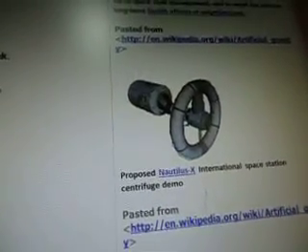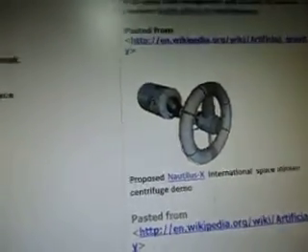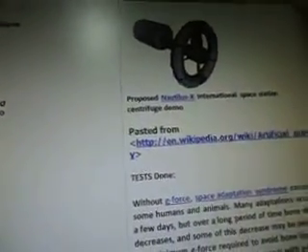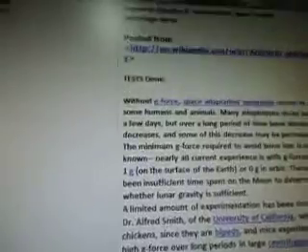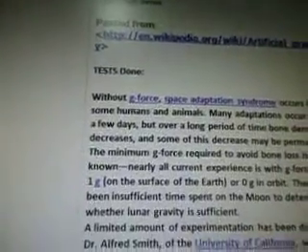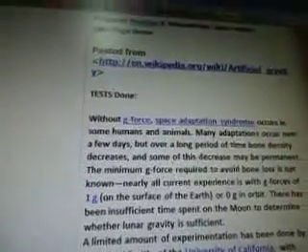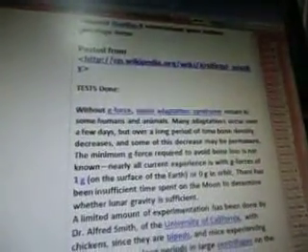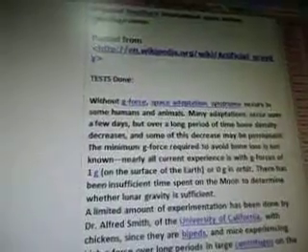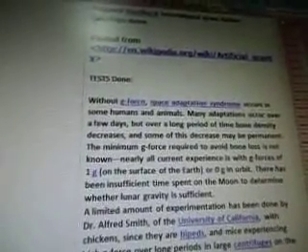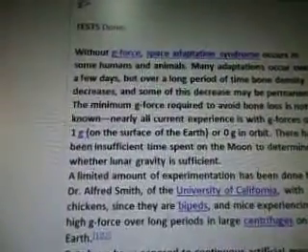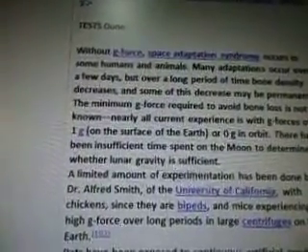And this is a proposed Nautilus-X International Space Station centrifugal demo. This is something from some tests that they did on this thing here. Without G-force, space adaptation syndrome occurs in some humans and animals. Many adaptations occur over a few days, but over a long period of time, bone density decreases, and some of this decrease may be permanent. That's kind of scary. The minimum G-force required to avoid bone loss is not known.